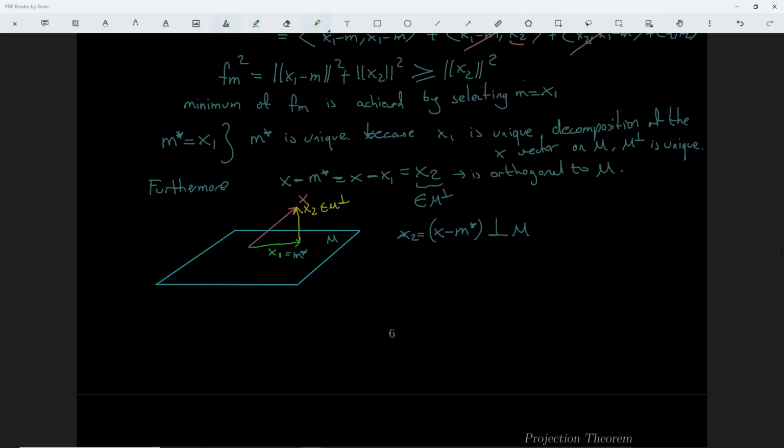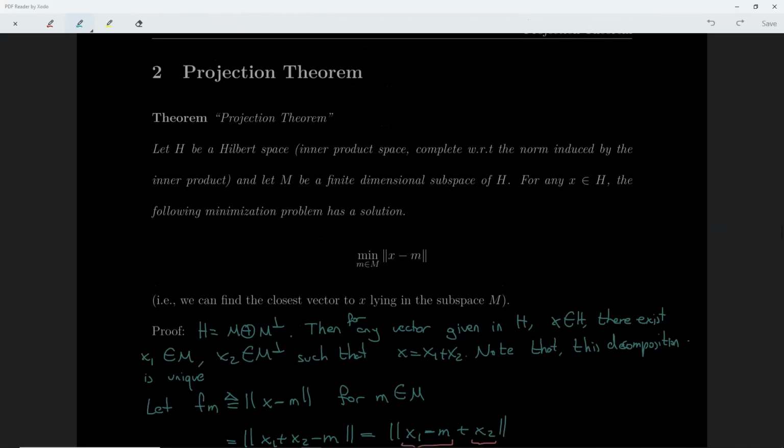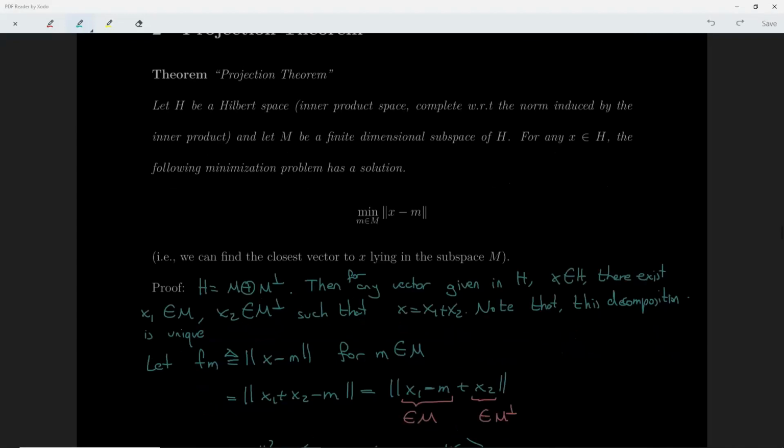Hocam, but x is something in subspace M, isn't it? As in the explanation we said so. No, x is a vector in our vector space H. Oh, I misread that. It says x lying in the subspace M. Closest vector, for any x in H. We can find the closest vector to x lying in the subspace M. So it doesn't say closest vector x. M is the subspace, x is in the Hilbert space, the vector space. Okay, great.